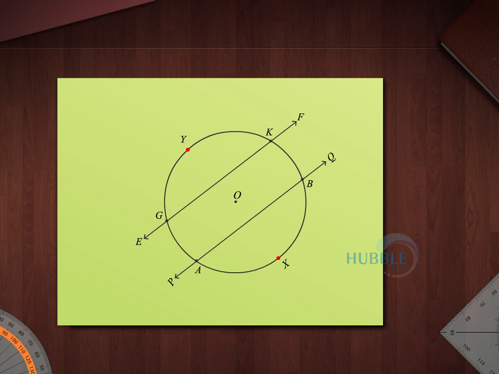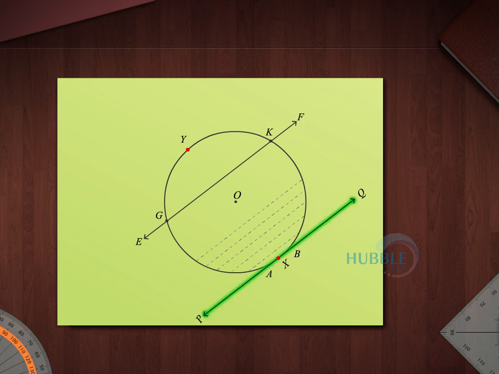Let's move secant PQ closer to point X. Observe that as line PQ approaches point X, the length of the chord AB decreases. In other words, the distance between points A and B gets lesser and lesser. Finally, the distance between points A and B becomes 0 when the secant PQ touches point X. In other words, points A and B coincide with point X. Notice that now PQ is the tangent to the circle at point X, which is the point of contact.